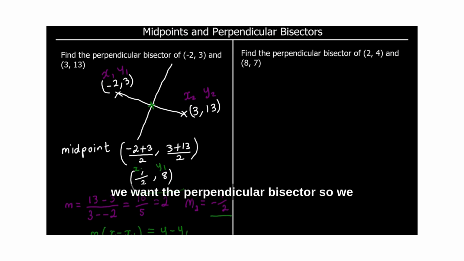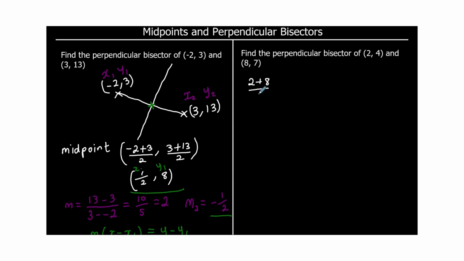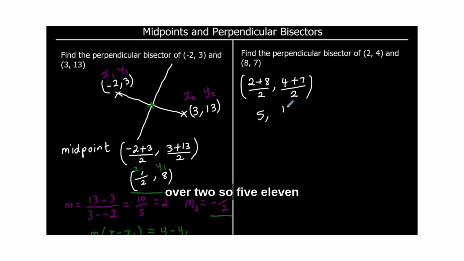So we want the perpendicular bisector. So we need to have the gradient and the midpoint. So the midpoint, 2 plus 8 halved, which is 5, and 4 plus 7 halved, which is 5.5, or 11 over 2. So 5, 11 over 2. That's our point that the line goes through.